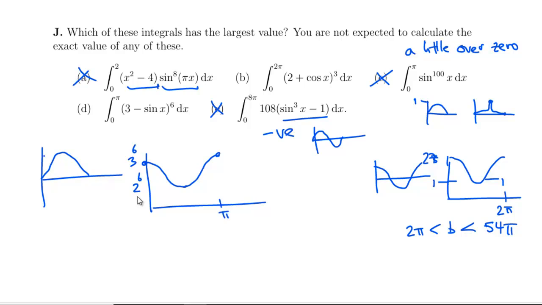So that means that D is going to be less than 3 to the 6 times pi and greater than 2 to the 6 times pi. So 2 to the 6 is what, 64. So D is greater than 64 pi and less than whatever this is going to be, which is 9 times 81, so a lot. Which is easy enough to work out, but we don't need it because D is greater than 64 pi, B is less than 54 pi. So it will have to be D.